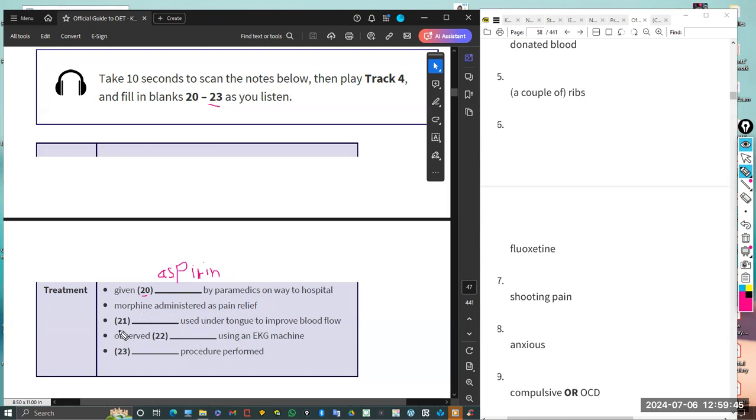Now, morphine administered as pain relief. 21, used under. Nitroglycerin. How can I write that? N-I-T. T-R. R-O. G-L. G-L-Y. C. C. E-R. E-R. I-N-E. I-N-E, which is about medicine. Yeah, what about 22? Observed using heart rhythm.